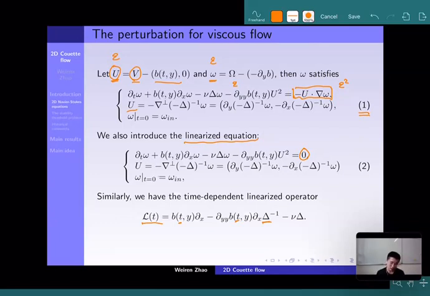So these are two difficulties, right? These are two difficulties to understand this linearized operator. The first one is that it is time dependent. The second one is that there's a non-local term.